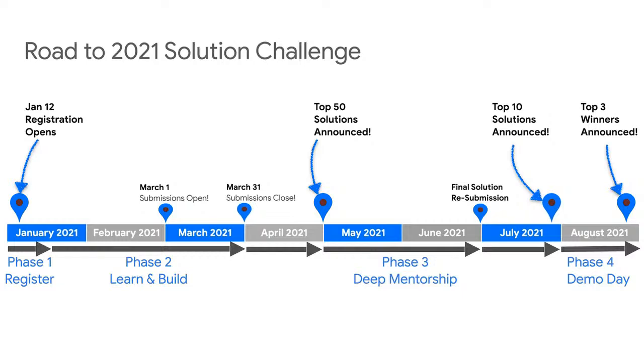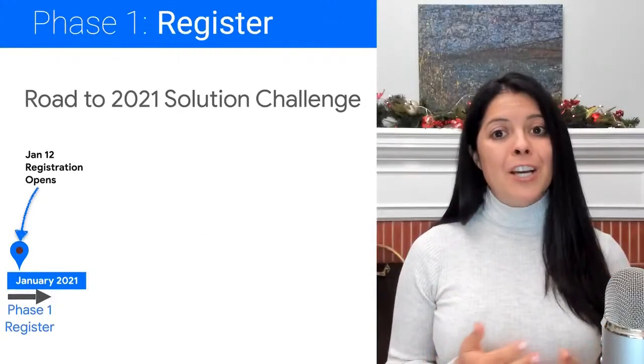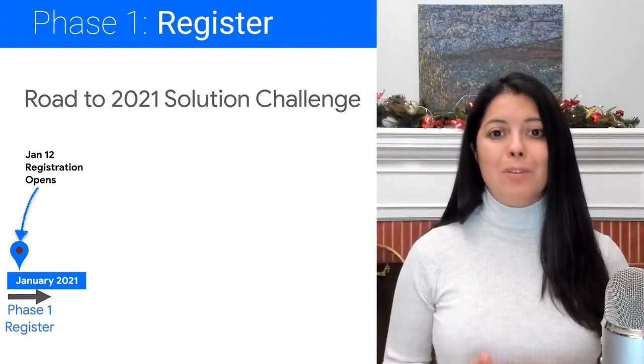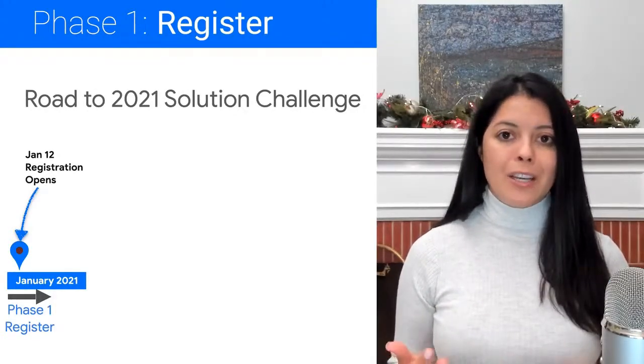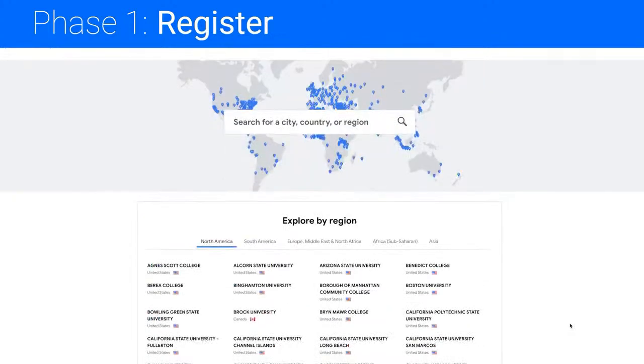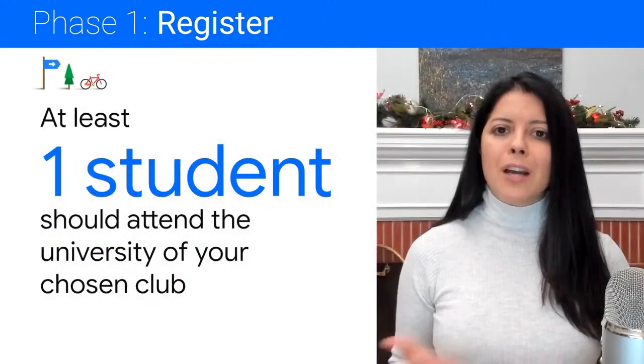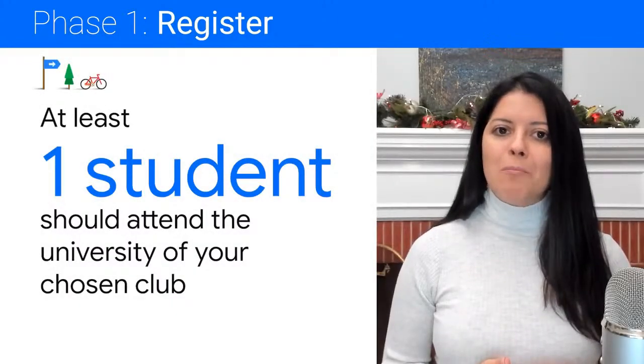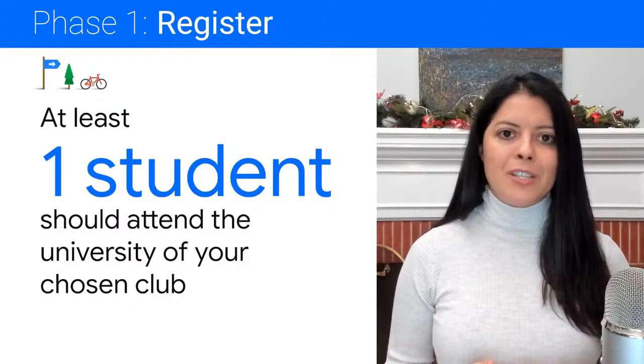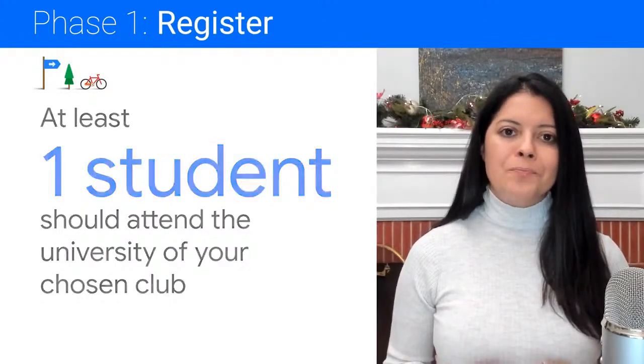2021 Solution Challenge. The steps can be grouped into 4 phases: register, learn and build, deep mentorship, and demo day. At this phase, you'll join a Google Developer Student Club virtually at your college or university. If there is no club at your university, you can find the nearest one to you by checking our online directory. If you are joining a club outside your university, make sure to team up with at least one student from that university in order to be eligible to participate in the Solution Challenge.